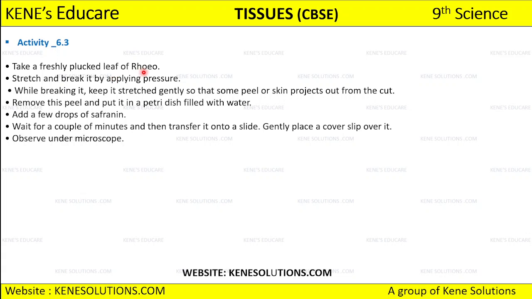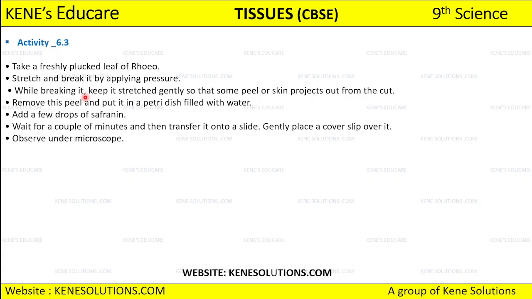We have to stretch that leaf and break it by applying pressure. क्या करना है हमें, ये Rhoeo का leaf stretch करना है, and after stretching it we have to break that by applying pressure. So while breaking it हमें उसको stretched ही रखना है. We have to keep it stretched so that उसका जो peel है या उसका जो skin है, that should project out from the cut.